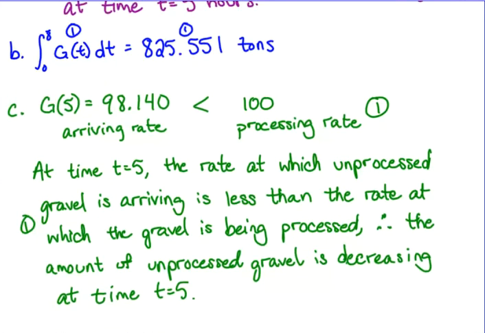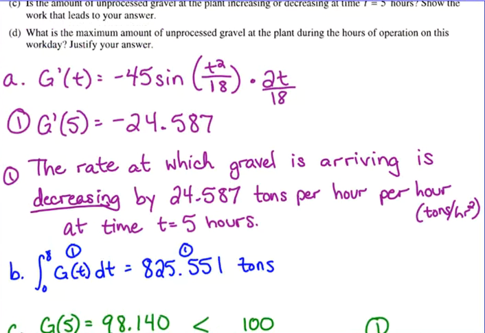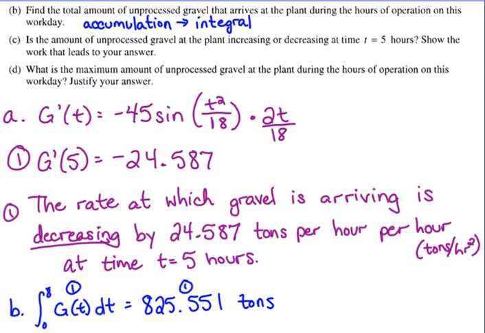So that leaves us with 3 points for the last part, part D. So let's analyze part D. What is the maximum amount? Anytime you see maximum or minimum, you're usually thinking derivative, but I want you to be thinking critical points and endpoints. You have to consider the endpoints, and that's usually where they get you. You forget the endpoints. So what is the maximum amount of unprocessed gravel at the plant during the hours of operation on this workday?